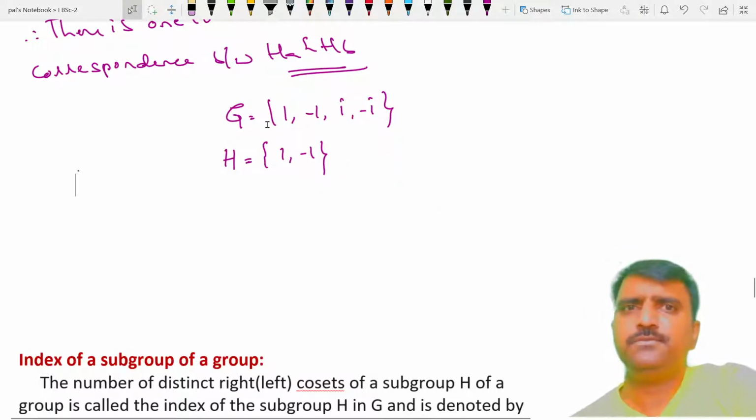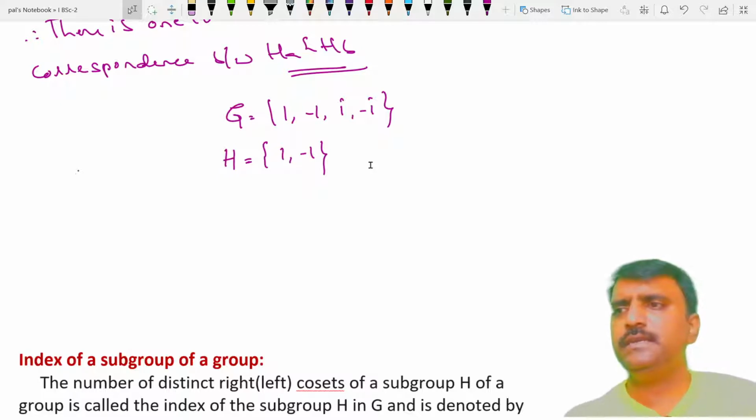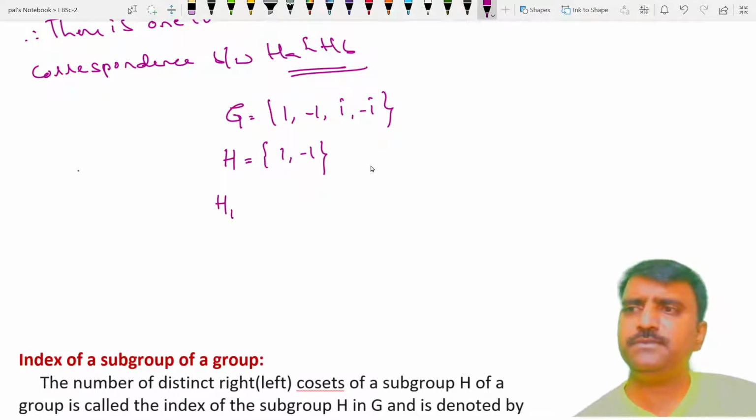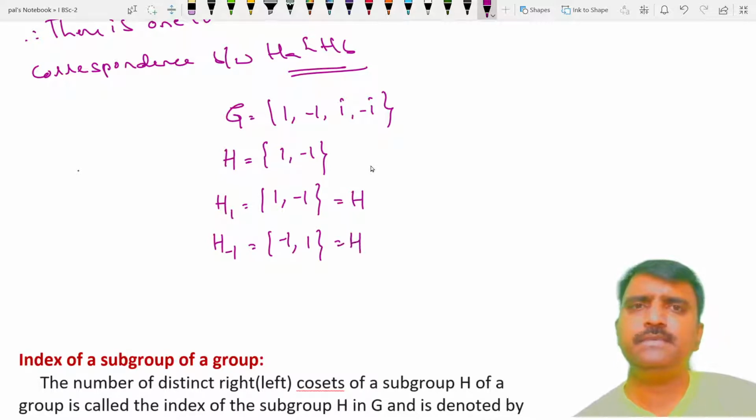Take the fourth root of unity group, and one of its subgroups is H equal to {1, -1}. By using this H you construct the cosets. First I am taking H1. H1 is equal to 1 into 1 is 1, 1 into -1 is -1. Of course it is the same as H. And you take H(-1): -1 into 1 is -1, -1 into -1 is +1. This is also the same as H.